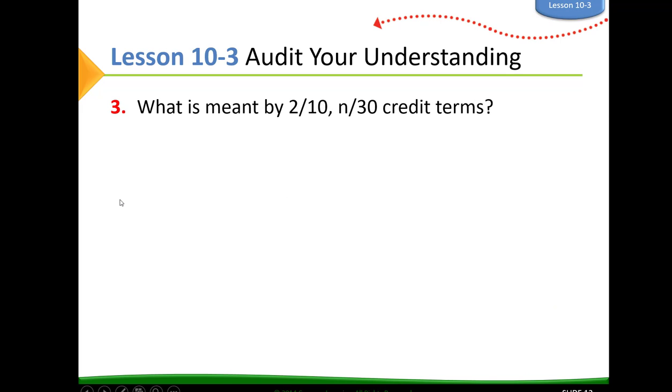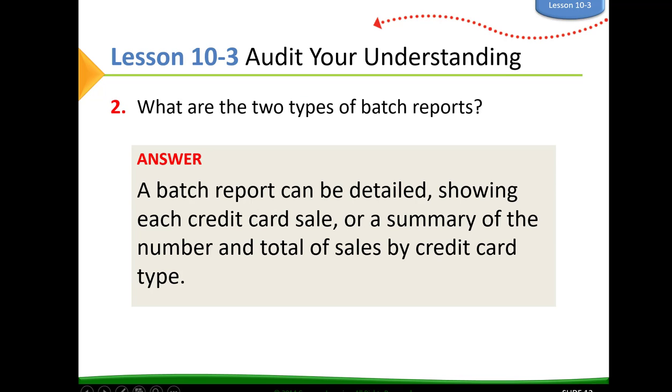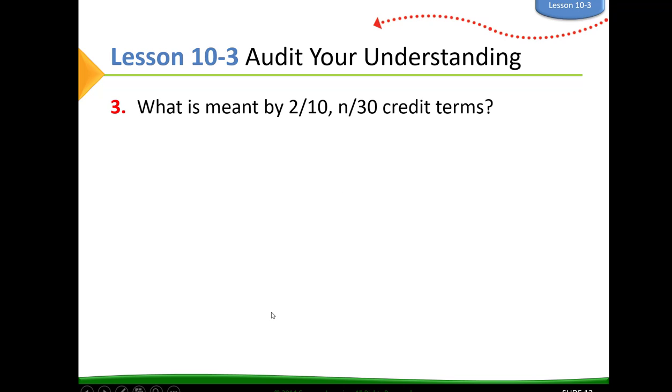And then just a reminder, we talked about this last time. What does 2/10, n/30 credit terms mean? That is, if a customer pays within 10 days, its sales invoice will reduce by 2%, otherwise the net amount is due in 30 days. So they get a discount of 2% if they get it paid off in 10 days.